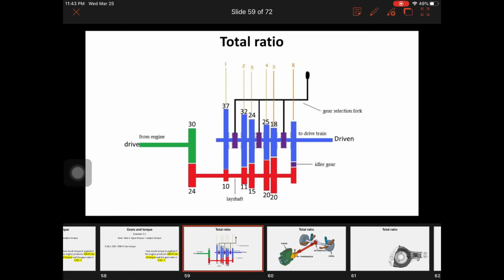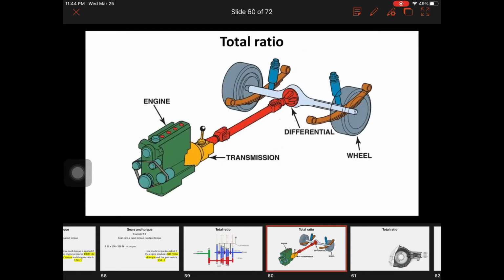So up to this point, we've learned how to calculate our gear ratios, simple ratios and complex ratios, which would be a gear train. As of right now, we've really just done the ratios in the transmission. We have to understand that that is not all of the gears that we're going to have in a vehicle. So I want to make sure everybody understands, right now, we have calculated the transmission.